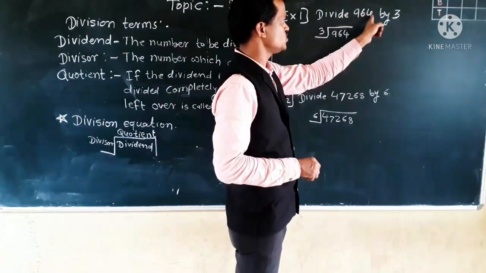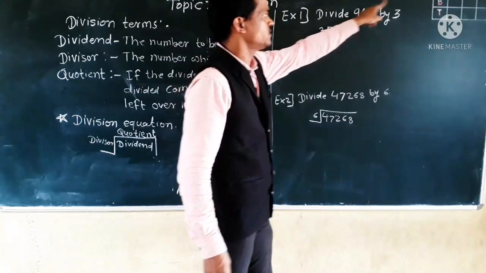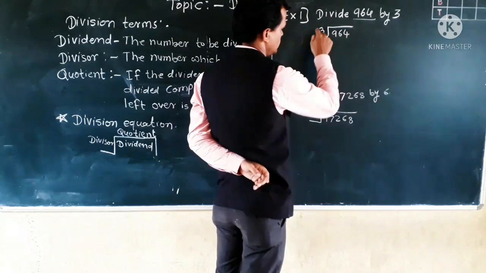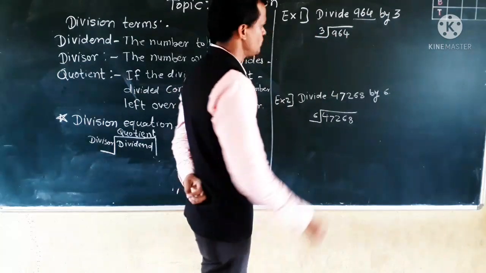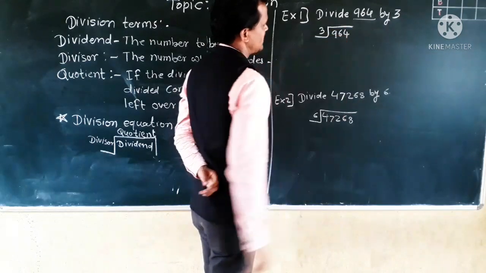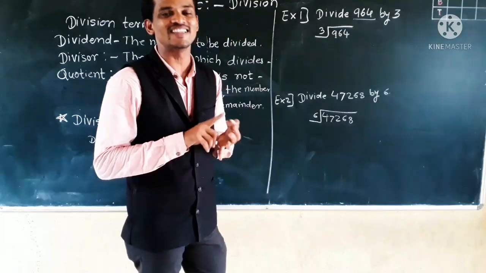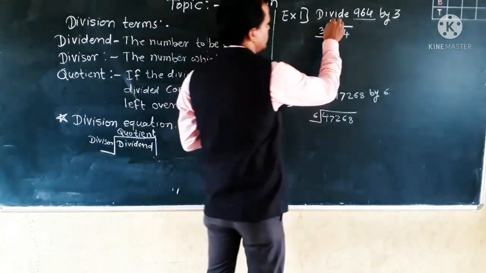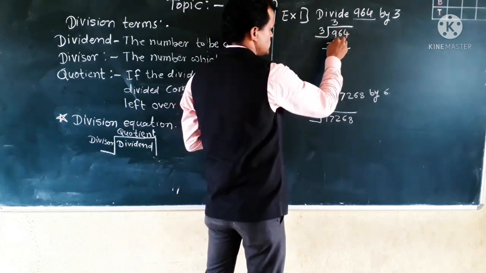So divide 964 by 3. 964 is the dividend, 3 is the divisor. So write 964 here and 3 here, and you have to divide this 964 by this 3 using the writing table. Okay. So first start from this 9. Now recite the table of 3 till 9 comes. 3 1s are 3, 3 2s are 6, 3 3s are 9. So in the table of 3, 9 comes at the third position. So you have to write 3 here and subtract 9 from 9. Now 9 minus 9, 0.